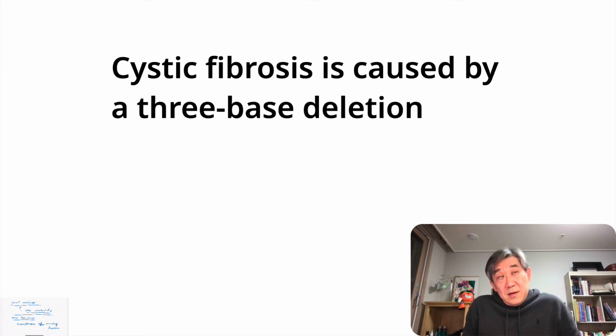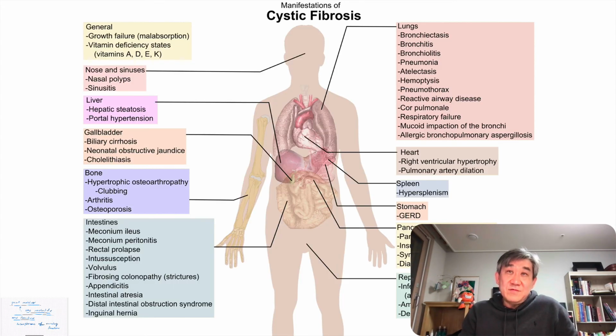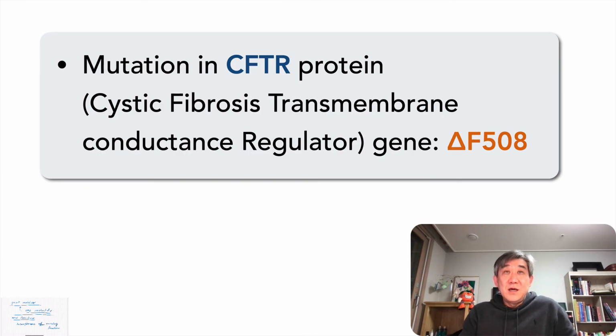It is for this reason that almost every biology textbook, which all come from the Western world, makes sure to mention cystic fibrosis as one of the important mutation cases. And look at how many different areas are affected by cystic fibrosis. This is such a pleiotropic mutation.